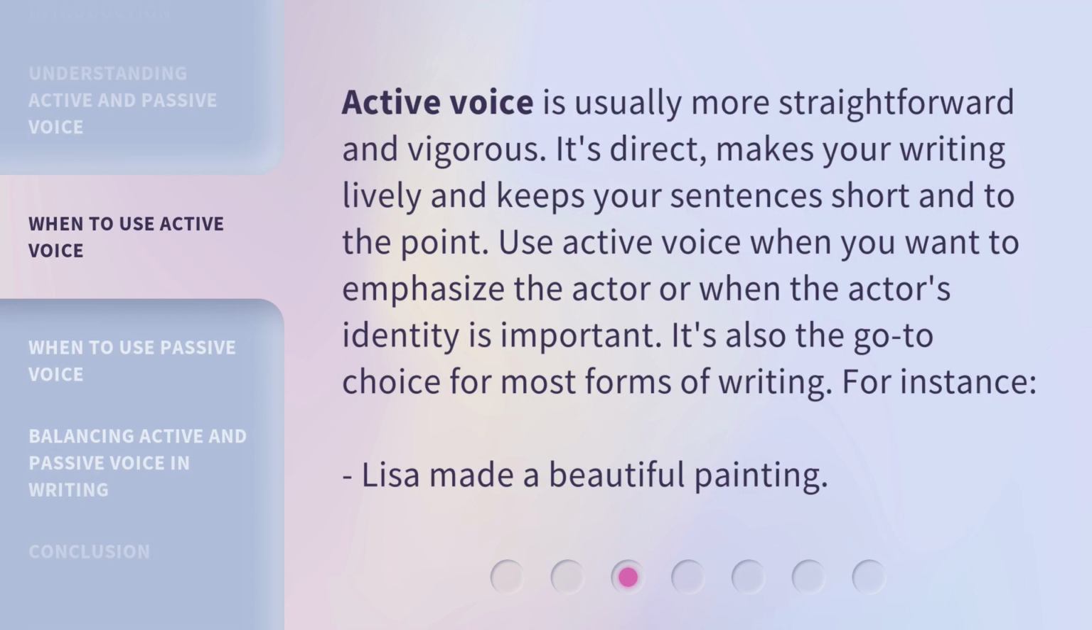Active voice is usually more straightforward and vigorous. It's direct, makes your writing lively, and keeps your sentences short and to the point. Use active voice when you want to emphasize the actor or when the actor's identity is important. It's also the go-to choice for most forms of writing. For instance, Lisa made a beautiful painting.